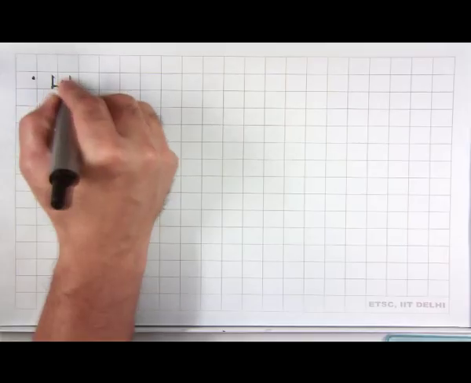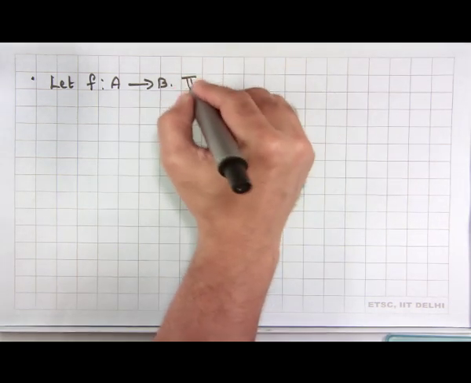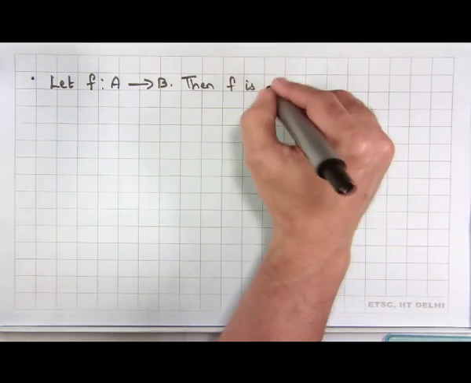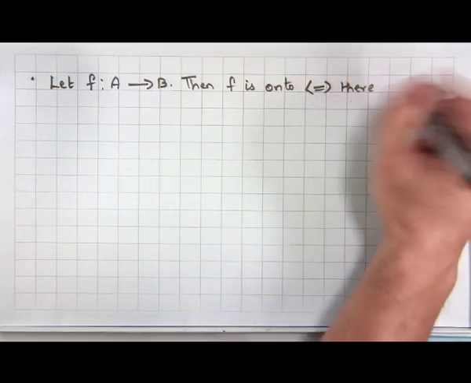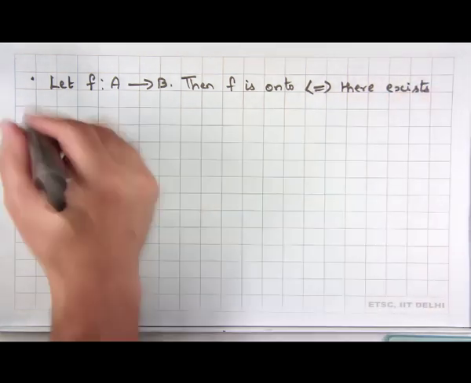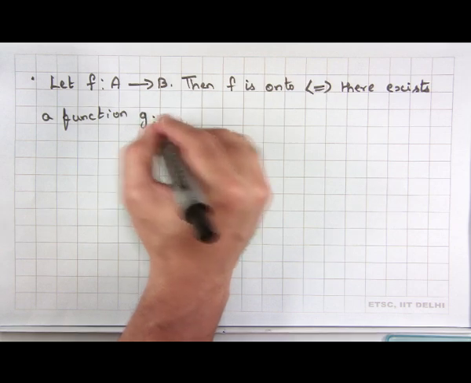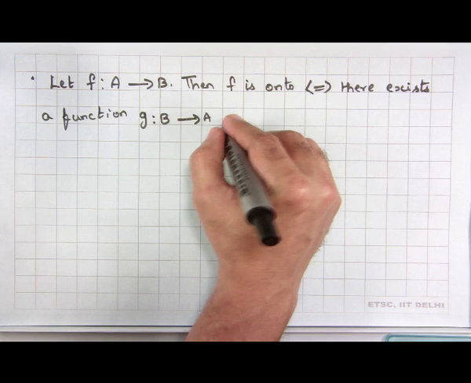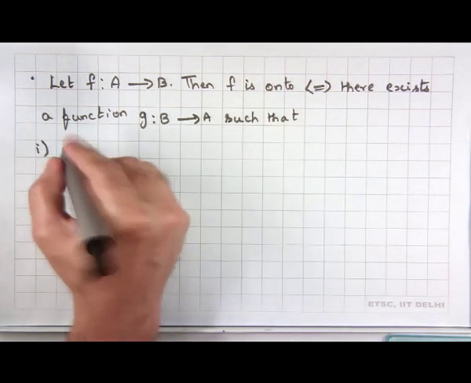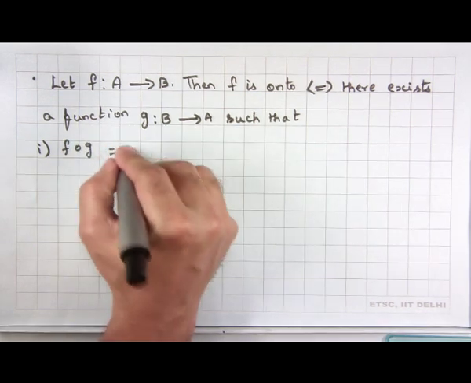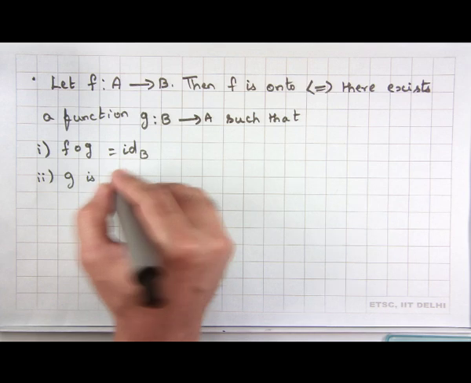So, let f from A to B. Then f is onto if and only if there exists a function g from B to A such that, first one, f composed with g is the identity function on B, and second, g is 1-1.